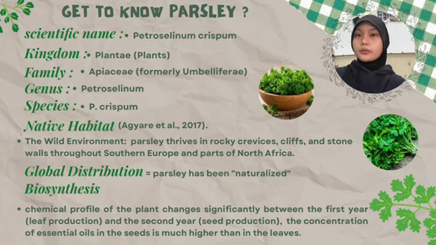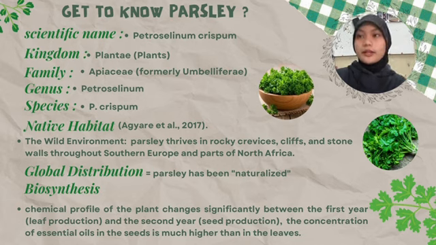Okay, so the scientific name of parsley is Petroselinum crispum, and the kingdom of parsley is obviously Plantae, which is plants. And parsley comes from a family named Apiaceae, formerly Umbelliferae. So the genus of parsley is Petroselinum, and the species is P. crispum. The genus and the species, we can get from the scientific name.